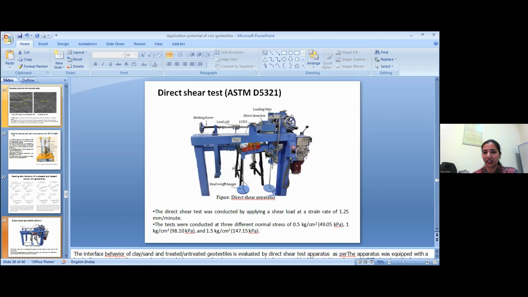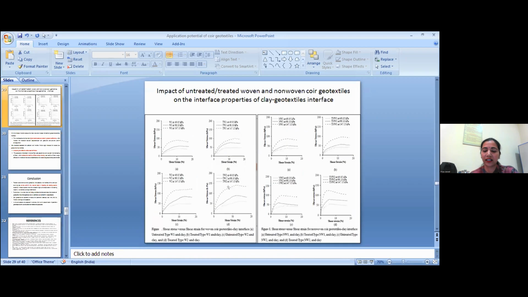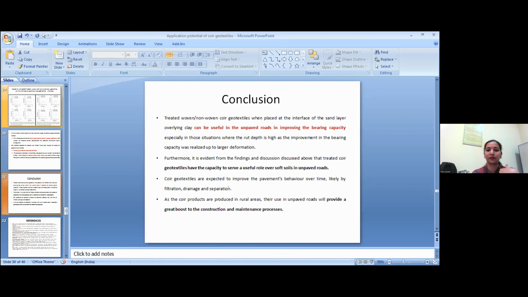Yes. This was the direct shear test that I conducted also. This direct shear test is to determine the interface friction behavior of the geotextile and clay. At the interface, this test was conducted. And here also we get the curve of shear stress and shear strength. Here also the treated geotextiles showed a positive result as compared to untreated coir geotextiles.